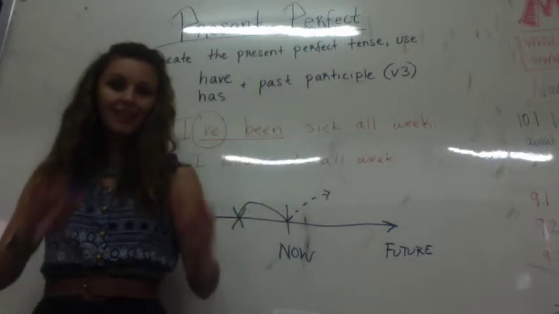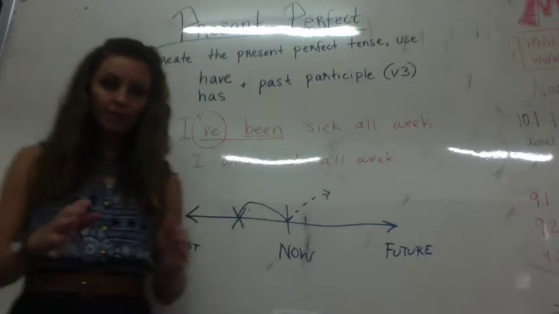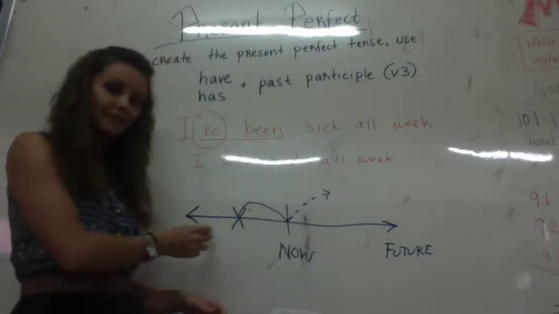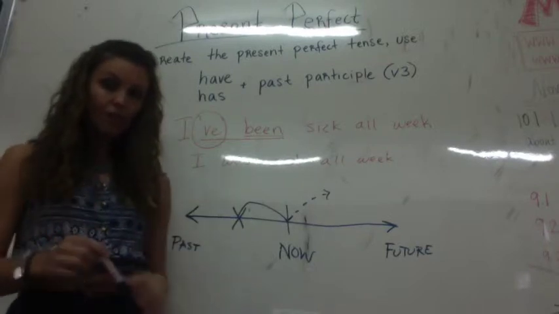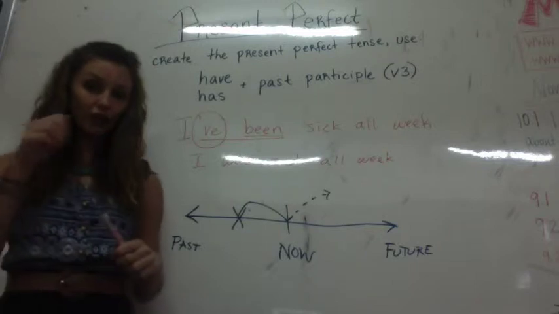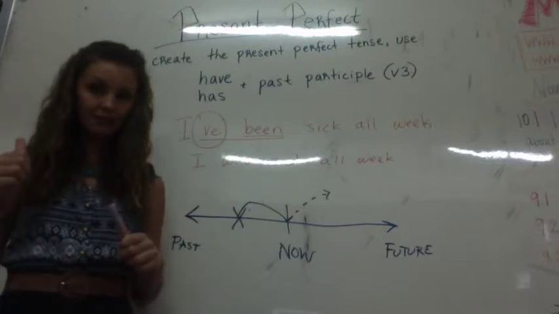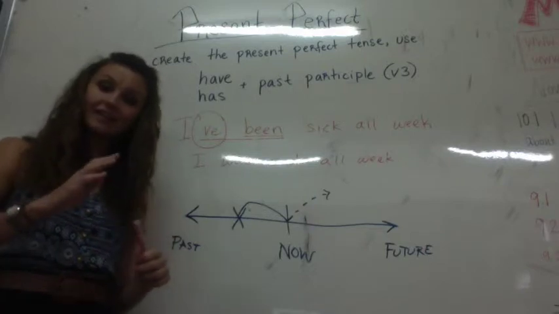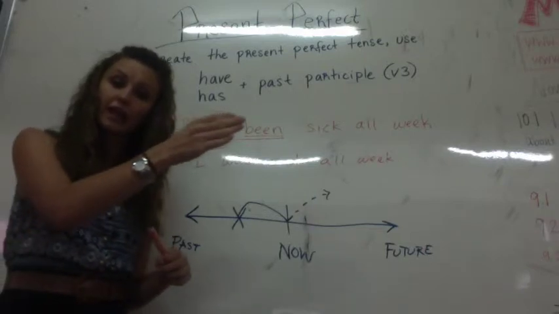Okay. This is what is super important about the present perfect tense. Everything comes back to this timeline. So, the present perfect tense means that something started in the past, affects the present, and is likely going to continue into the future.